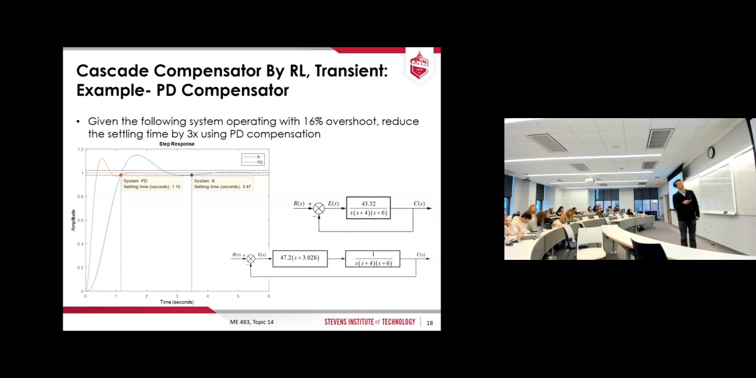Now you have a dramatically changed transient response, which maintains the overshoot. That's changed a little bit, but dramatically reduces the settling time, as you can see. That's how this PD controller performs. Good job, PD controller, right?